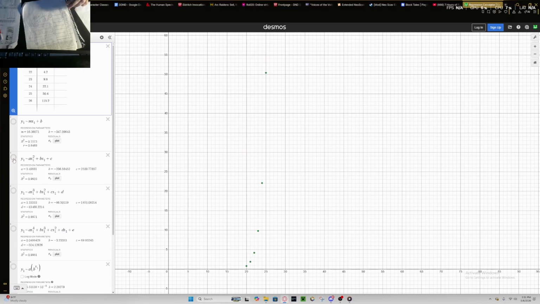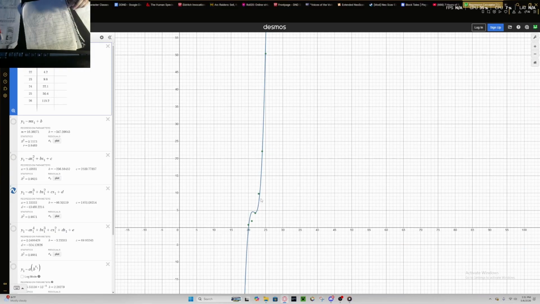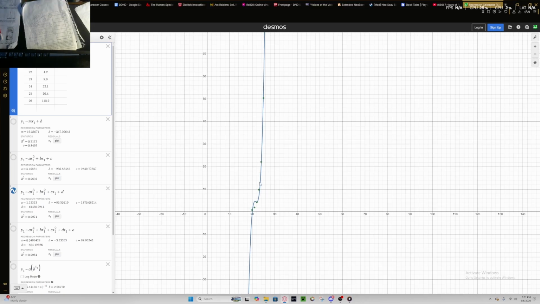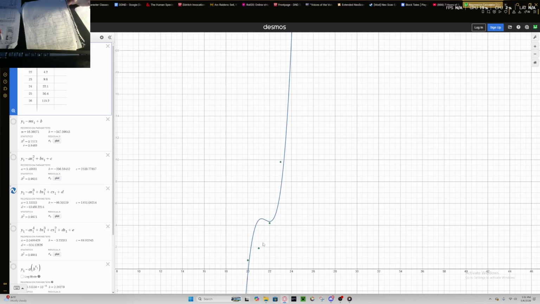So we're going to move on to cubic, and this is the closest one yet. As you can see, it kind of lines up with these dots here. But when we plug in the numbers, we get 280.6. But our R2 equals 0.99, and that's closest, but that's not the one.